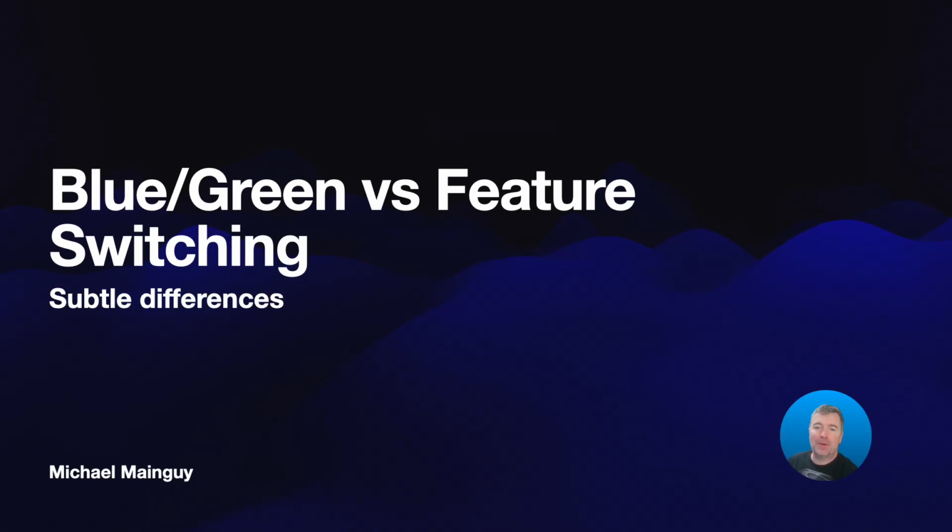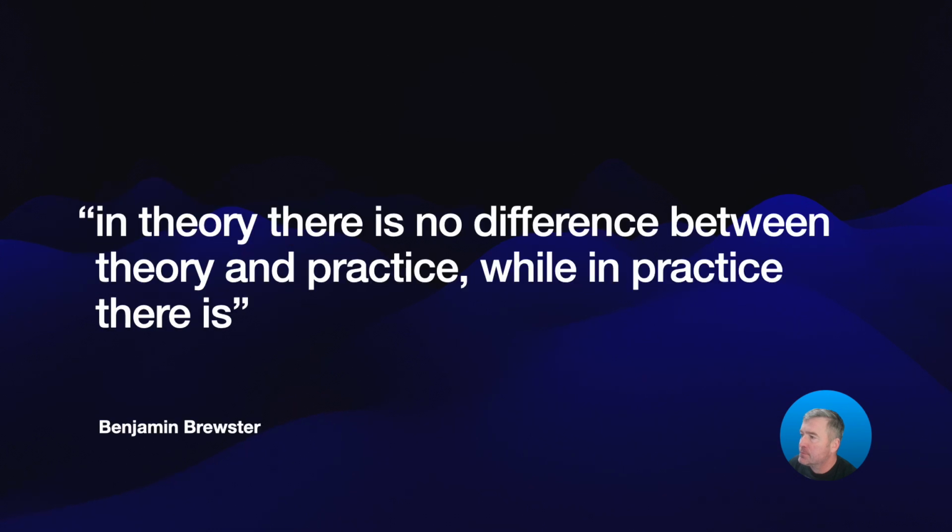Hey there. What we're going to talk about right now is the difference between blue-green deployments and feature switching and the subtle differences between them. I just like this quote. For some reason, I thought it was someone famous. Evidently, this was some dude back in the 1800s at Yale that did this quote.